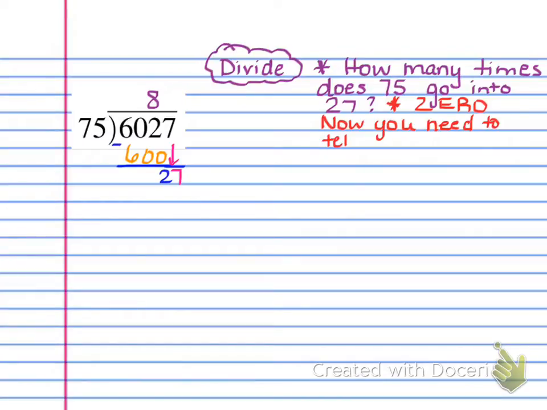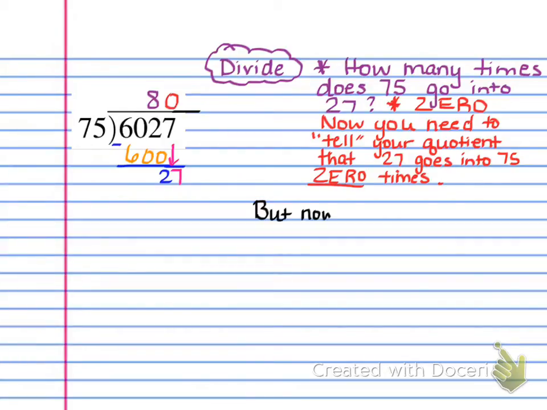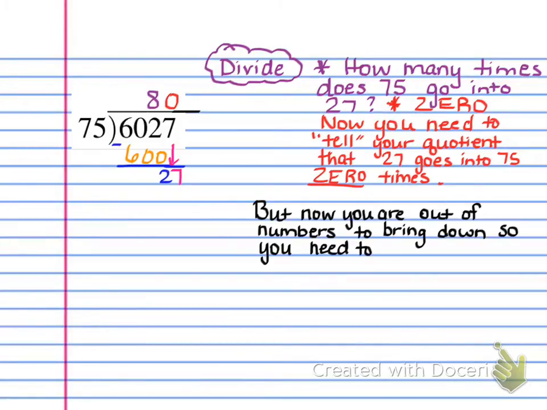So notice I wrote the word 0 there, and I said, now you need to tell the quotient that 75 goes into 27 0 times. So you do that by writing a 0 just above the 7, just like we've done here. So you want to make sure that you write that 0 just above the 7. And then it says, but now you're out of numbers to drop down. And you still have that 27 sort of like a remainder, so you don't want to have a remainder.